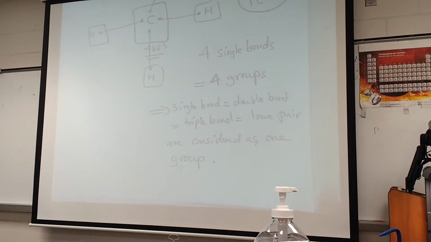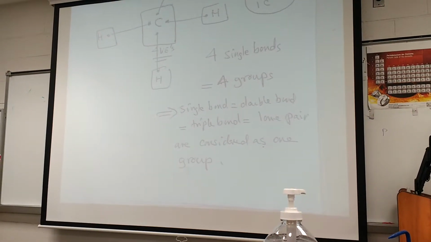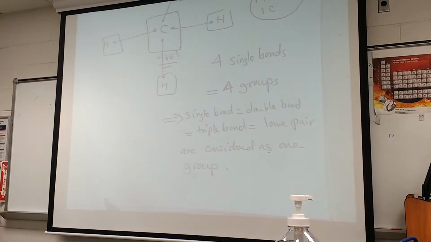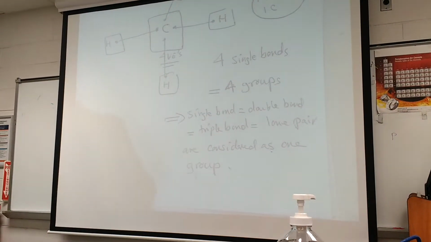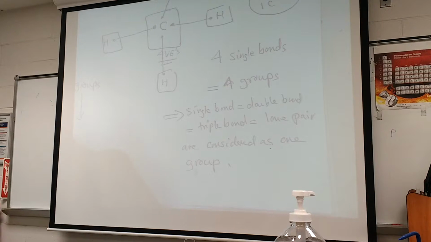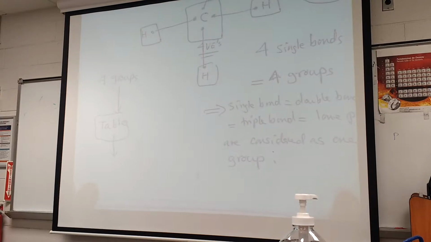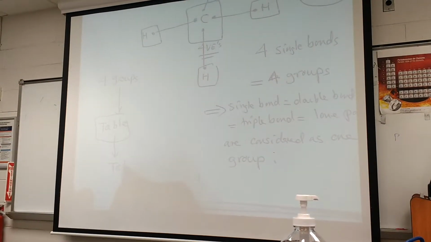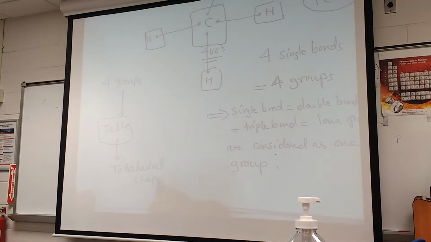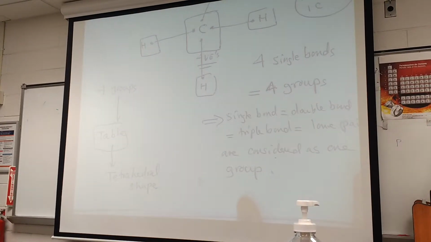So we have here connected all those together, correct? So now we have 4 single bonds, 4 groups. And when I have this, I look at the table. So I have 4 groups, correct? Look at the table here. And this table will tell me that this is a tetrahedral shape, correct? Tetrahedral shape.